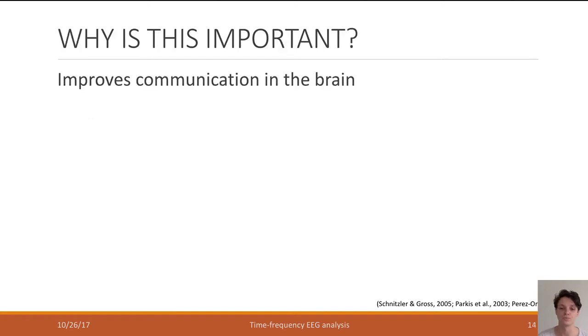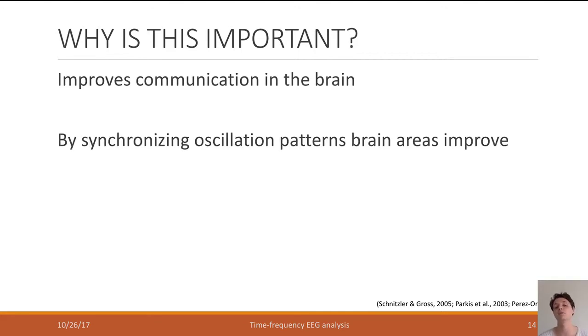So now we know that there are oscillations in the brain and how they can be made, but we still don't know why they are so important and why information gets relayed from brain area to brain area in oscillatory patterns. And the main thing that you want to focus on here is that it improves communication in the brain. And it improves communication because by synchronizing oscillating patterns, brain areas improve their consistency in communication.